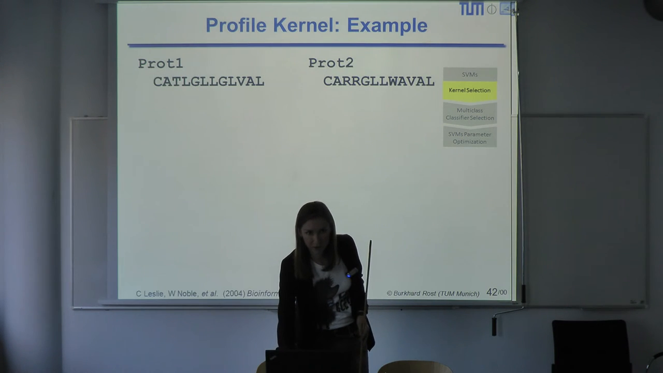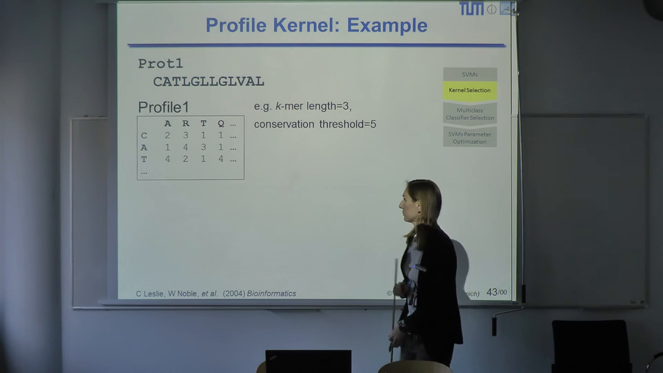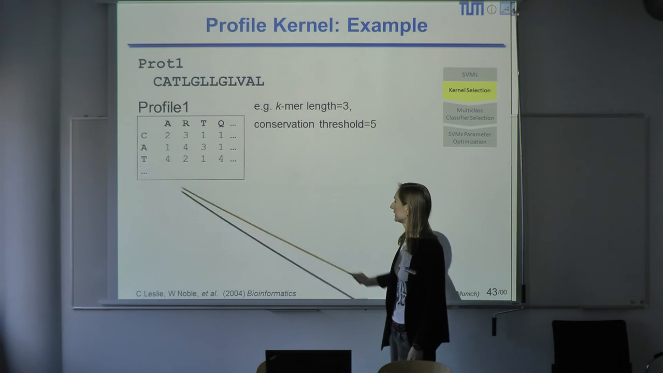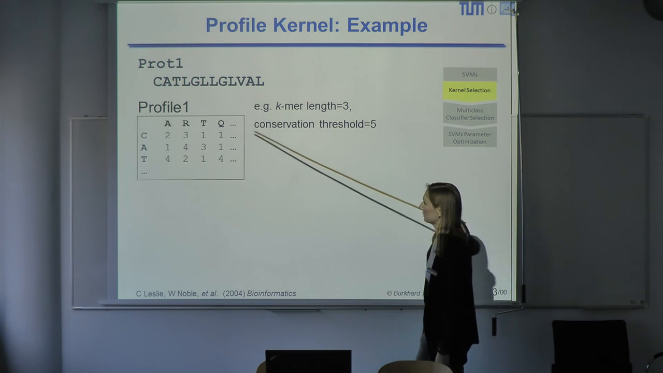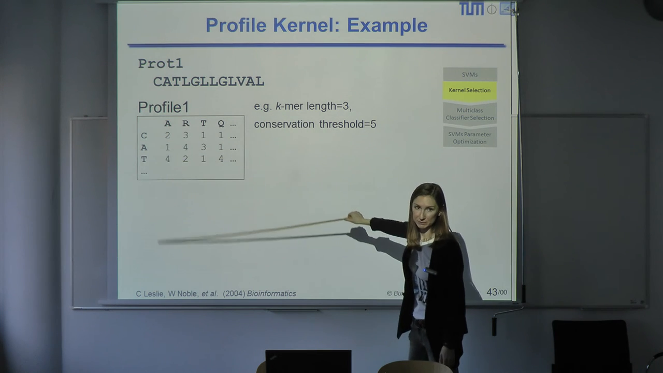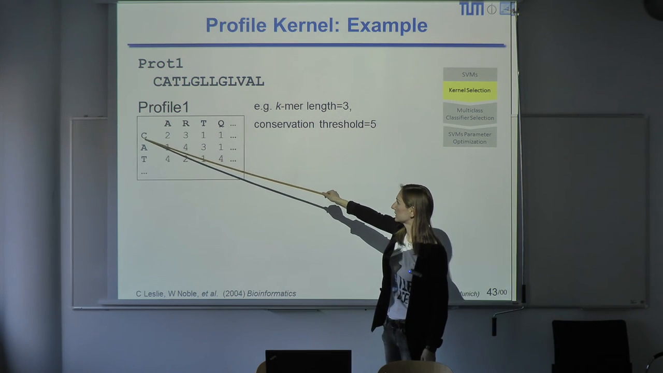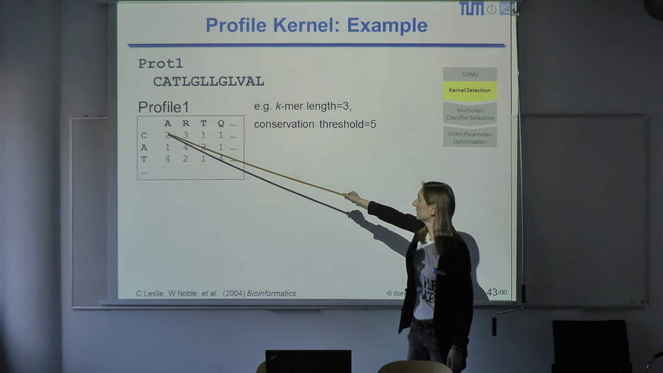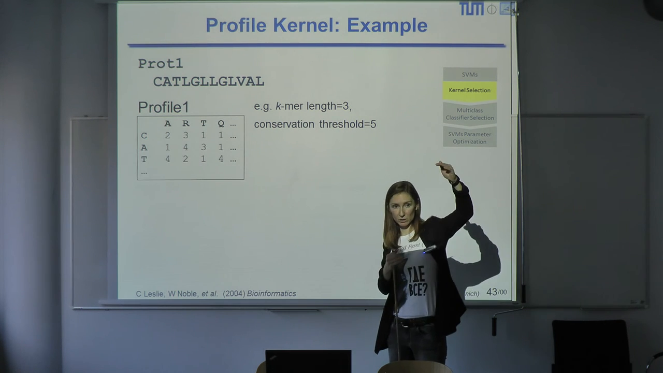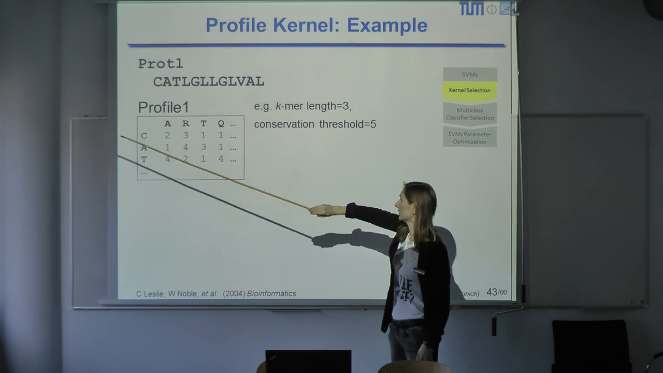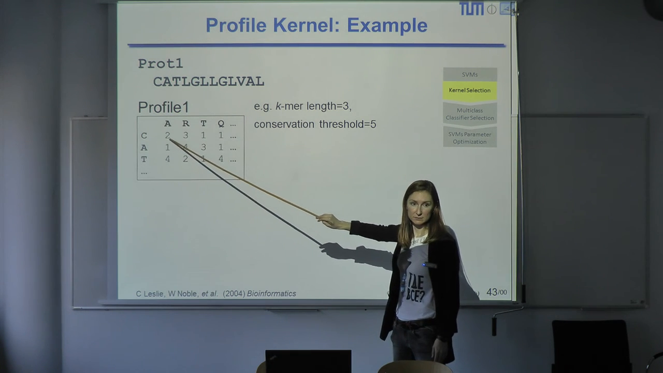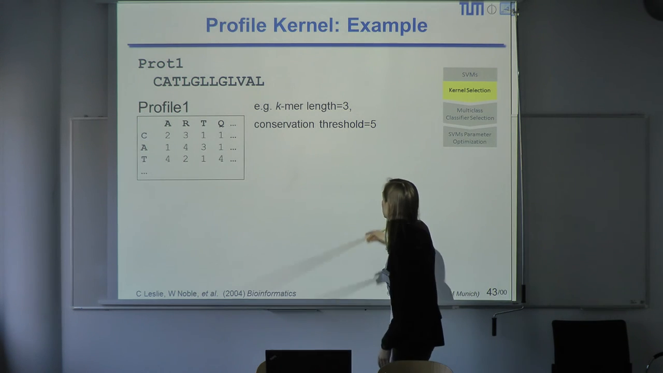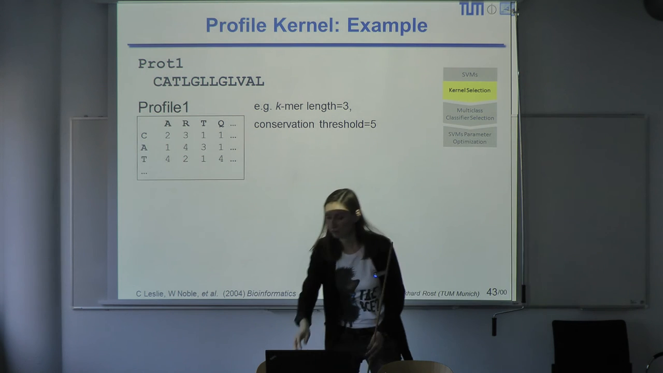Okay, so what happens here? Imagine we have two protein sequences. For one sequence, we have a profile. We run PSI-BLAST, and PSI-BLAST gets us a profile that looks like that. We have here all 20 amino acids, and here we have our protein sequence. The profile tells us how well this amino acid in our sequence is conserved. So how often do we see in the set of homologs an A instead of a C? This is also called conservation metrics. Okay, and then it has two parameters. For an example, there are 3 and 5 here.